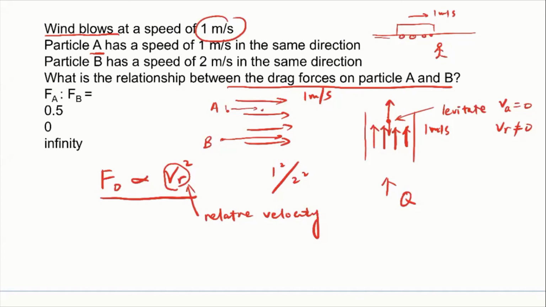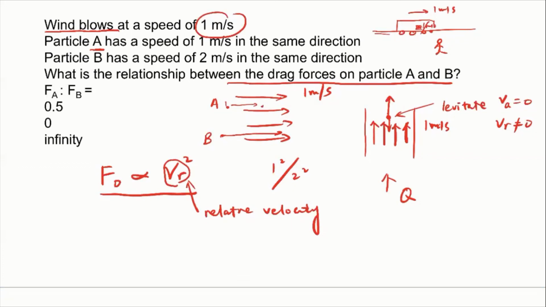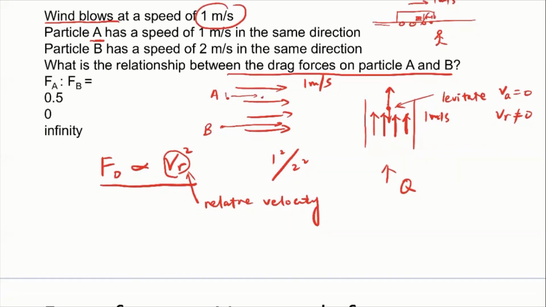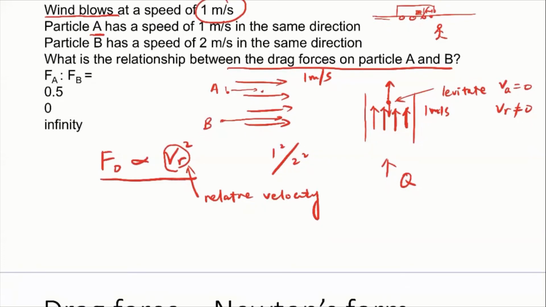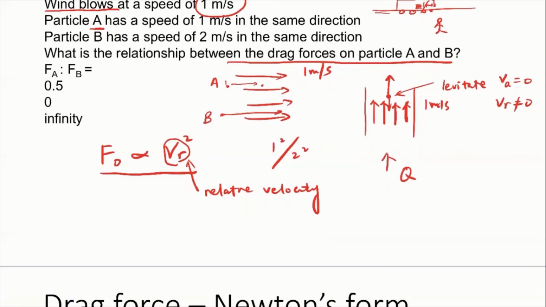And then if there's an object on the train that moves with the train, the absolute velocity of this object is also 1 meter per second. So the relative velocity is 0. Does that make sense for this problem? So that's why we need to choose 0 here, and it's not infinity or 0.25 or 0.5.